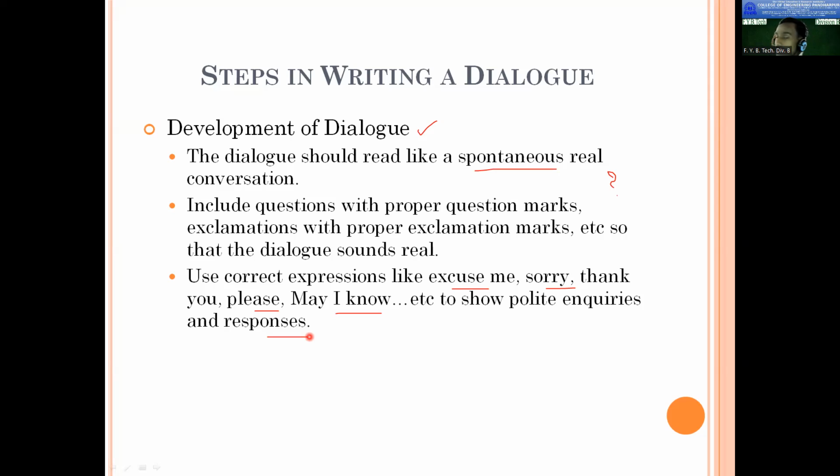You can begin with this, excuse me, then sorry. Whenever you feel that you have done something wrong, you have made a mistake, don't feel ashamed or embarrassed to say sorry. It's okay. That is part of our conversation; we are human beings and sometimes we make mistakes, and it's okay to accept them. You can say sorry whenever you make a mistake.